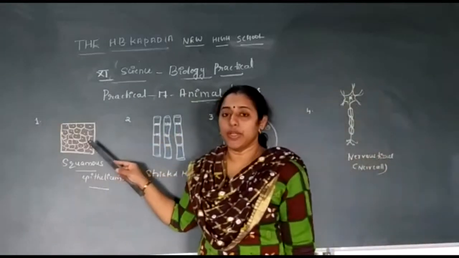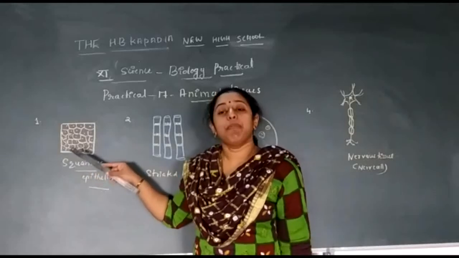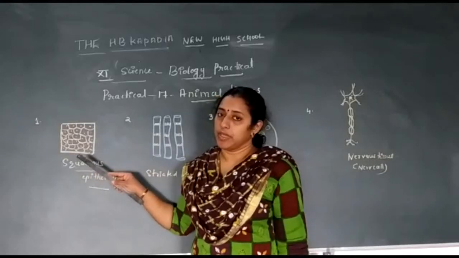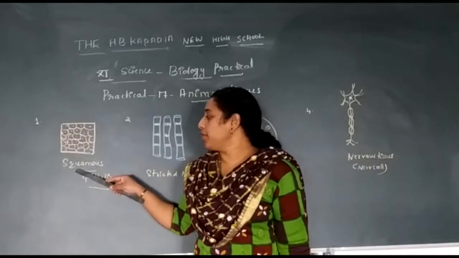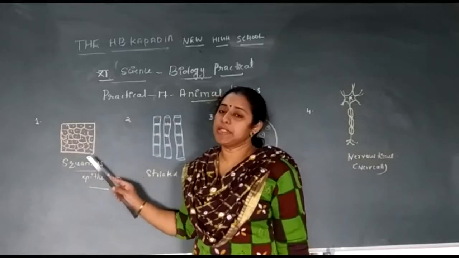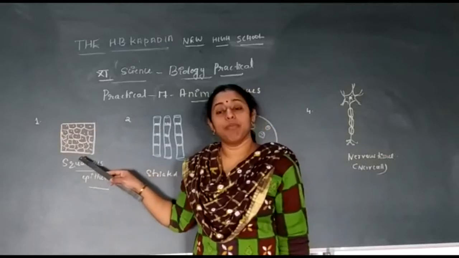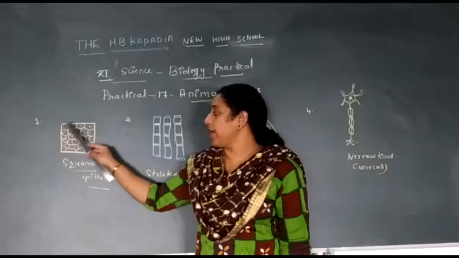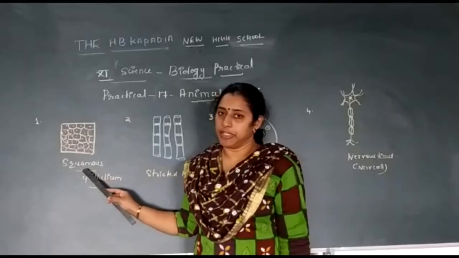As I already told you, the first animal tissue we are going to learn is the epithelial tissue. Epithelium is of different types. So, the first epithelium we are going to learn is the squamous epithelial tissue. So, this is the diagrammatic representation of squamous epithelium.